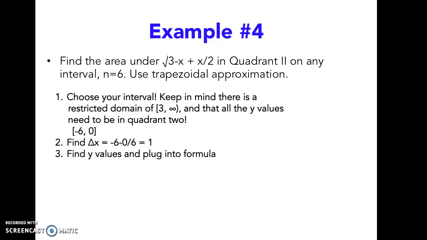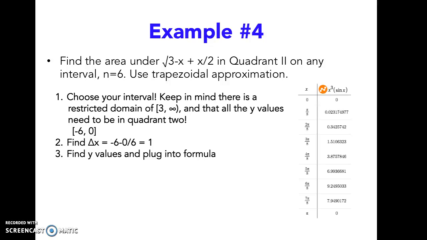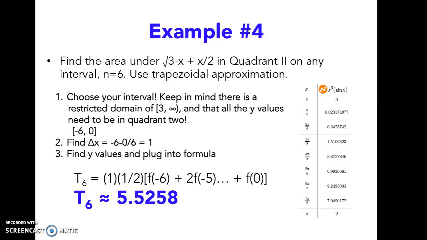So first we have to find delta x. You get negative 6 minus 0 divided by 6, so very simple and easy. Delta x is 1. We're going to find the y values and plug into our formula. There's our y values found using the graphing calculator. T sub 6 equals 1 times 1/2 times f of negative 6 plus 2 f of negative 5, and so on, plus f of 0. T sub 6 equals 5.5258.